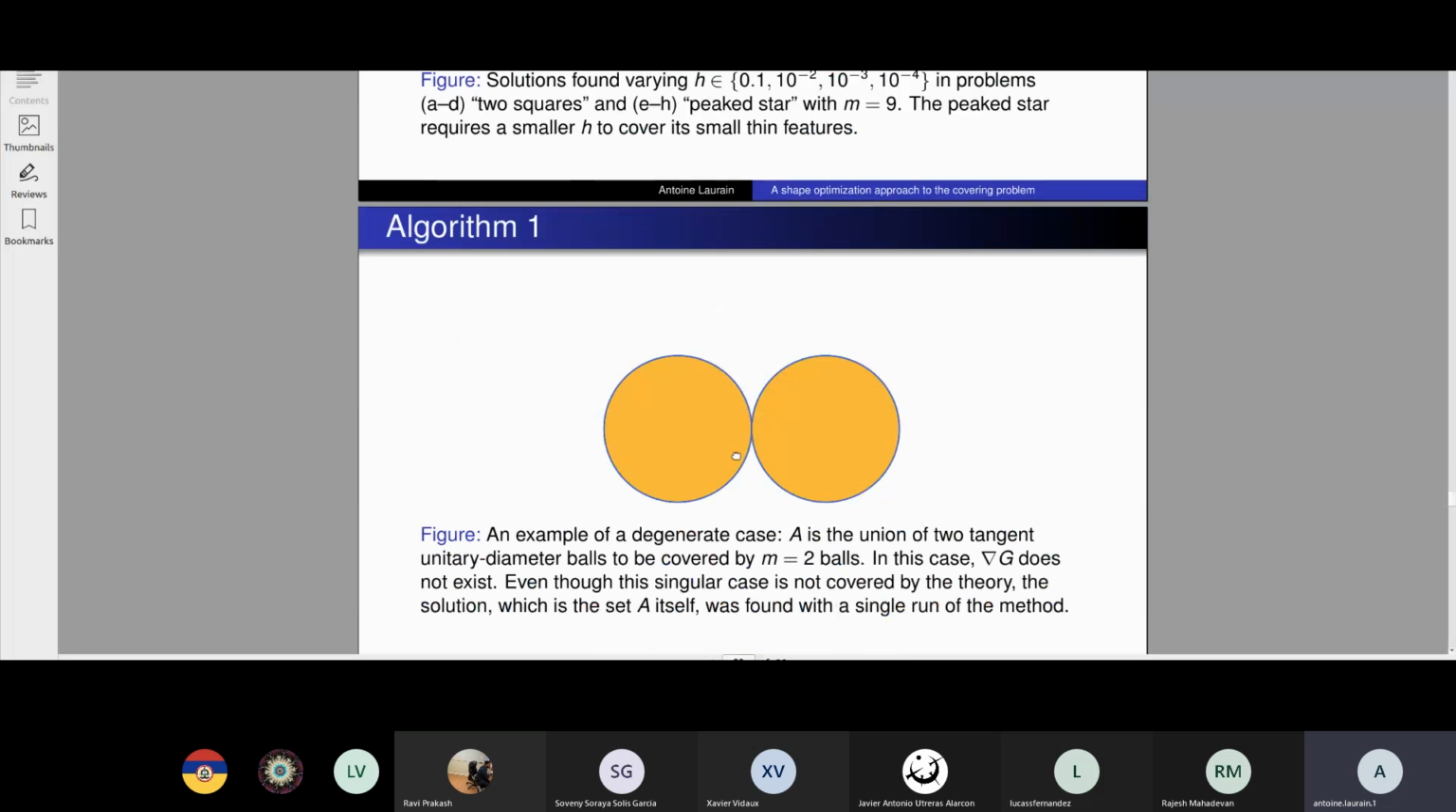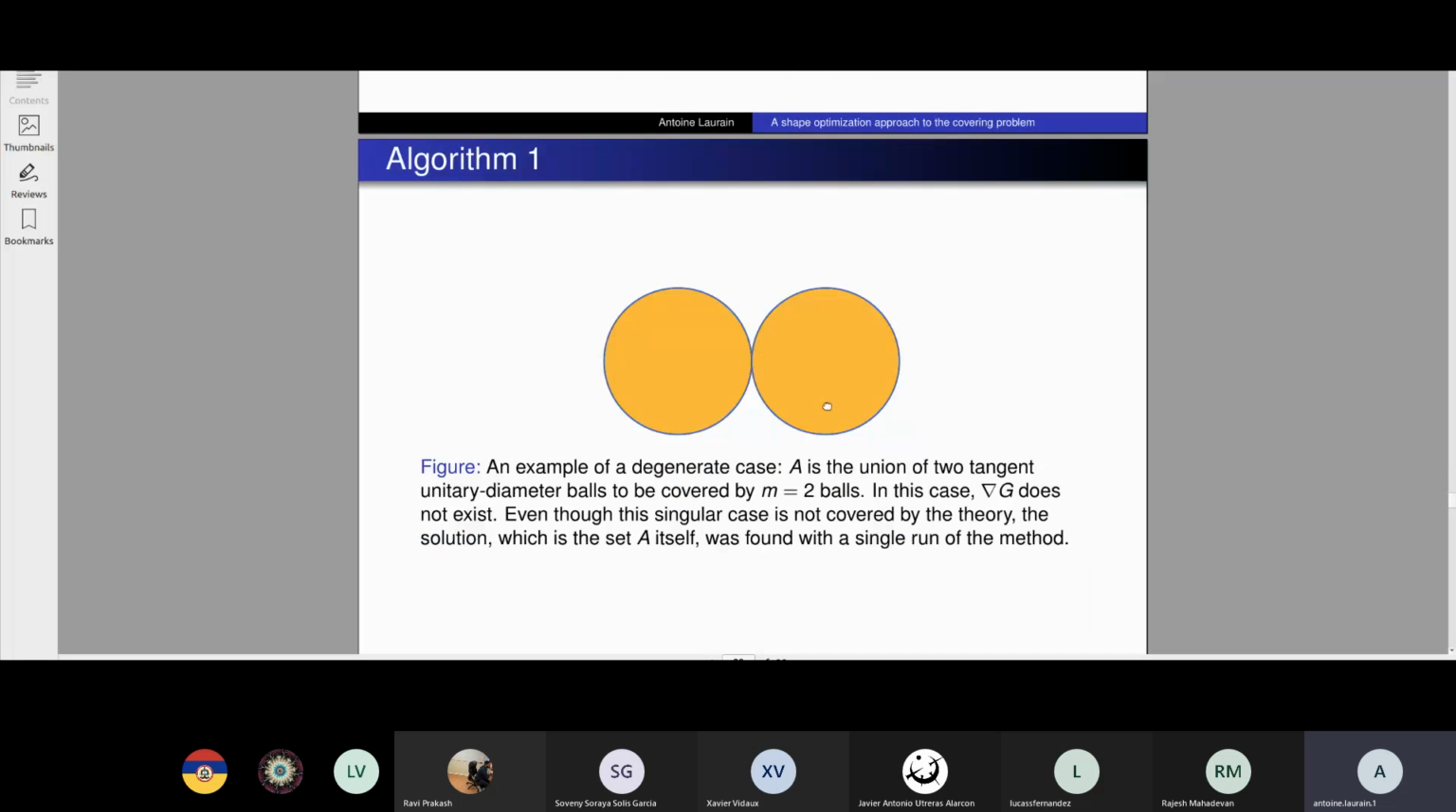We also tried the algorithm on some singular cases, and it works well. Although it's not covered by the theory, the algorithm is able to find the best solution for the covering. So here we covered just 2 disks using 2 disks. So even though the derivative is not covered by the theory, the algorithm is working in this case.